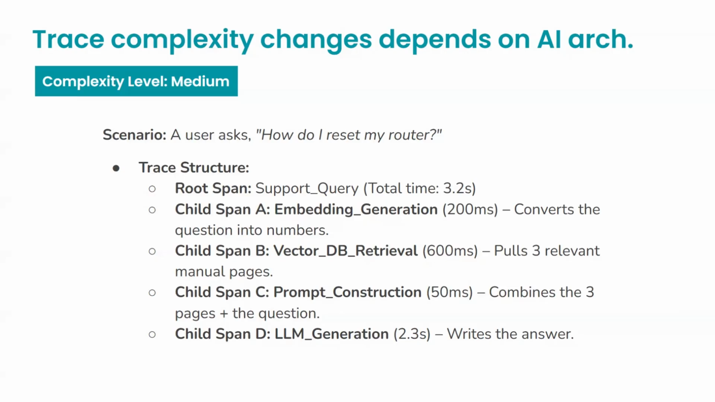Our key takeaways from this trace analysis are as follows. Latency increases because you are adding more steps. There are more points of failure. For example, retrieval might bring irrelevant documents. And debugging becomes more nuanced because errors could come from embedding, retrieval, or prompt construction, not just the LLM.